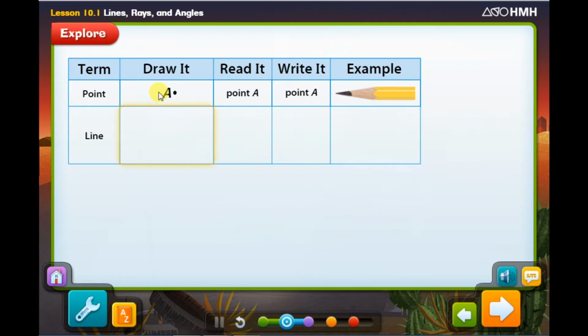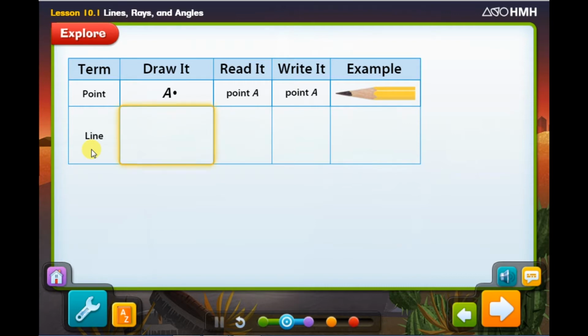So, before moving to the line, let's review the point. The point is like a dot, and it's an exact location in space. Like a location in Google Maps, you will find it identifies the location as an exact point on the map. We read it as point A, and we write it as point A also. And it's like the tip of the lead of any pencil. The line. The line is a straight path of points that continues without end in both directions.